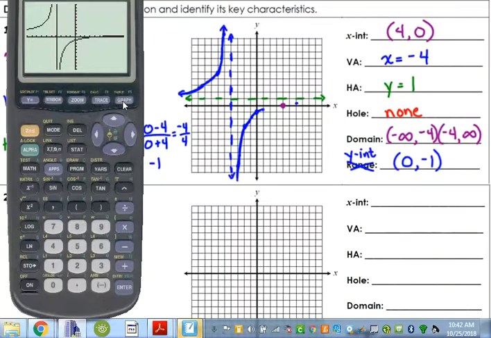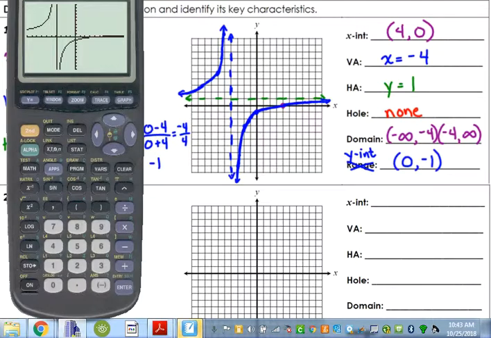Don't connect them with straight lines. It's a curved graph. And I get close to the horizontal asymptote. I get close to the vertical asymptote. And that's my graph right there.